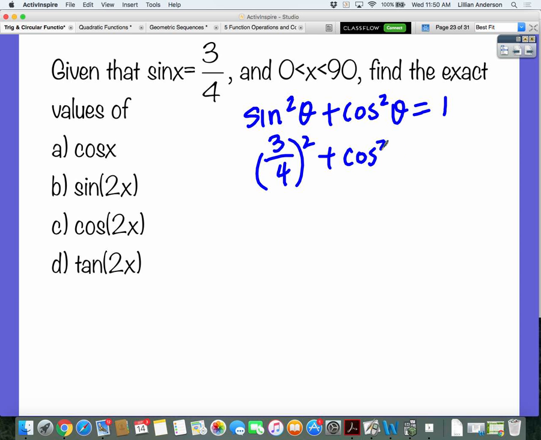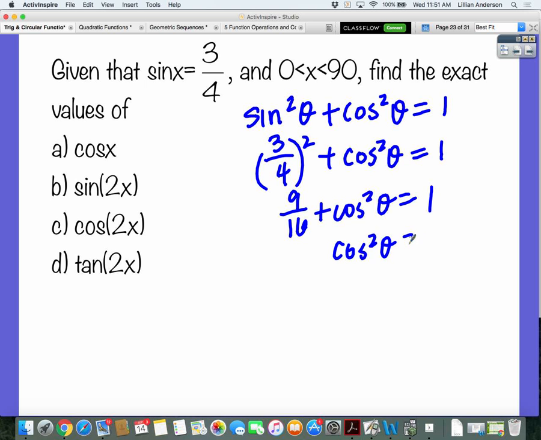You're looking for cosine x, cosine theta. What's 3/4 squared? 9/16. So when you subtract 9 over 16 from 1, you get 7 over 16. So then we take the square root. It will be plus or minus, but because you're in the first quadrant, you know it's going to be a positive square root 7 over 4. And that is our answer for this one. You guys remember doing these?